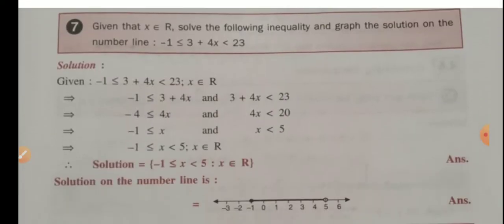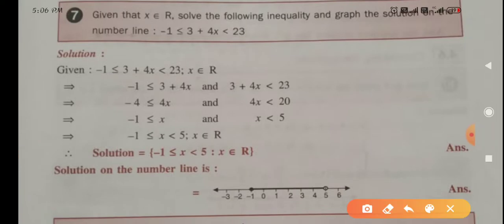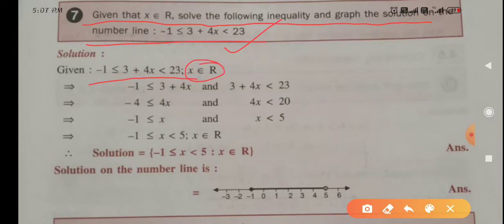So you see, the first example is example number 7. You can see this example. Given that x belongs to real numbers, solve the following inequality and graph the solution set on the number line. This is the inequality: -1 ≤ 3 + 4x < 23, x belongs to real numbers. This replacement set you have to keep in mind. I will tell you the solution first, and then how to represent it.